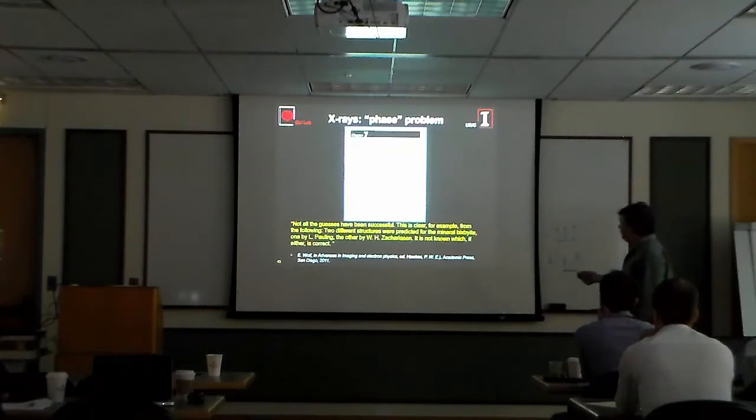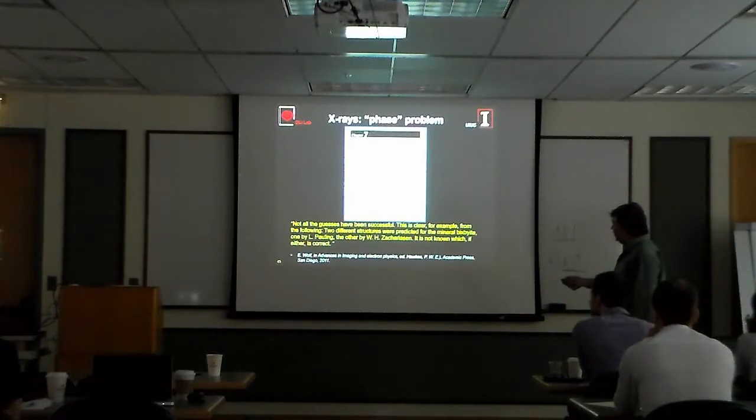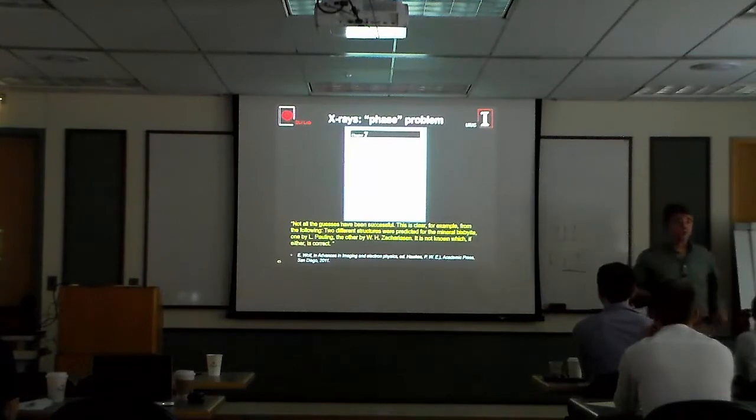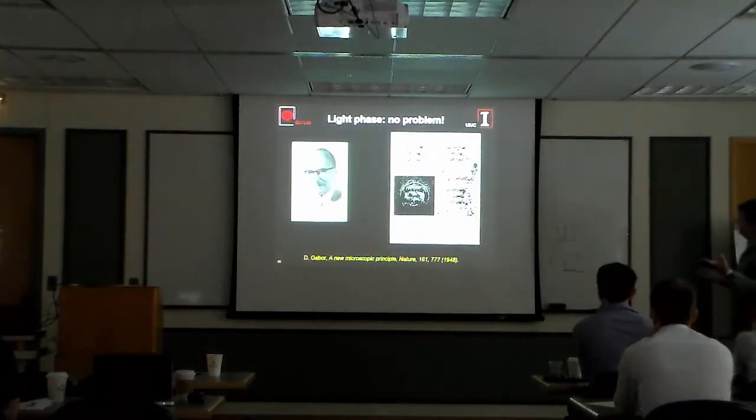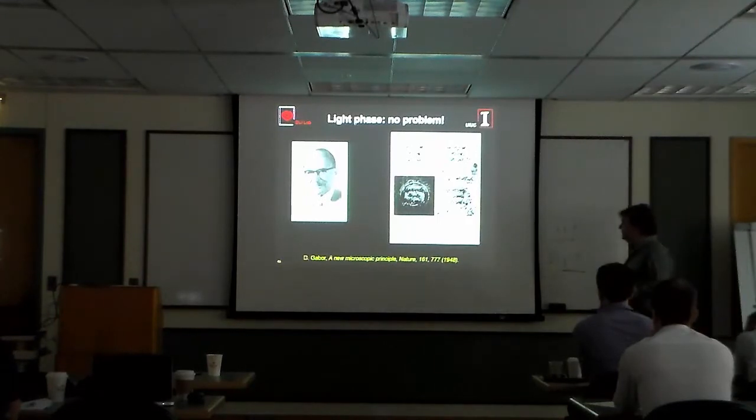And here's what Wolf had to say about this: not all the guesses have been successful. This is clear, for example, from the following. Two different structures were predicted for this mineral, one by Pauling and the other one by Zachariasen. It is not known which, if either, is correct. But in optics, we have these luxuries. Measuring phases now is not a problem. We kind of figured that one out.